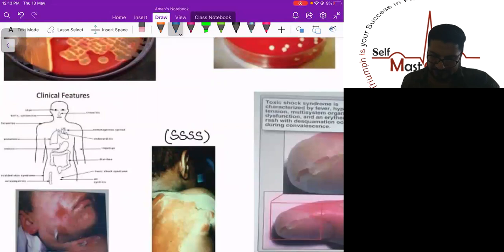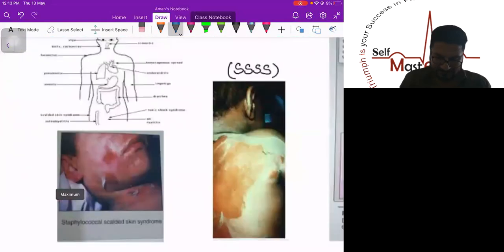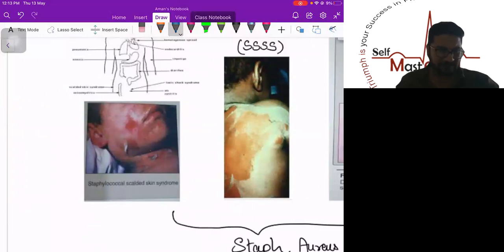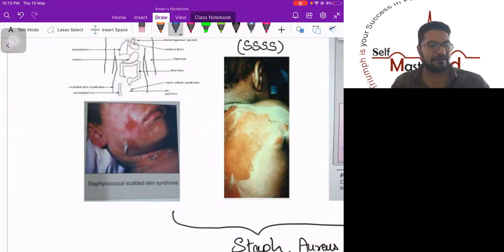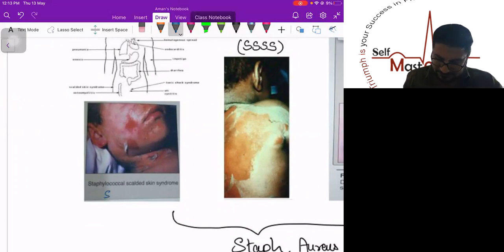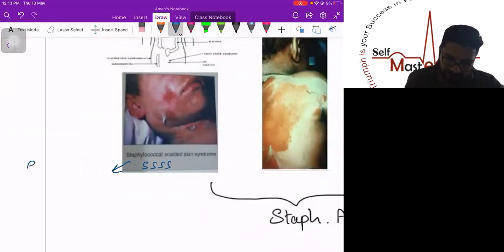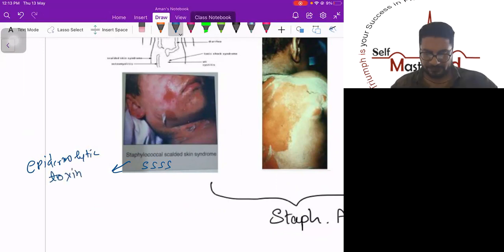Then these are the diseases caused by Staphylococcus. Let me elaborate them one by one. They can ask a picture-based question in an exam. Staphylococcus can cause staphylococcal scalded skin syndrome. You will see scalding of the skin. We call this SSSS. It is generally due to epidermolytic toxin. If it is not treated well, it can ultimately convert into toxic epidermal necrolysis.